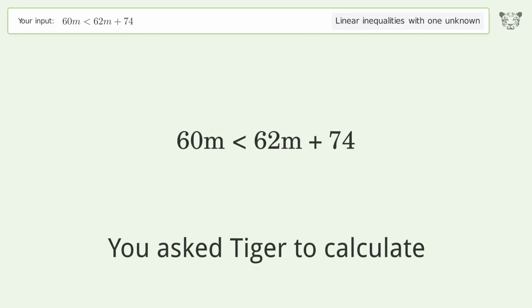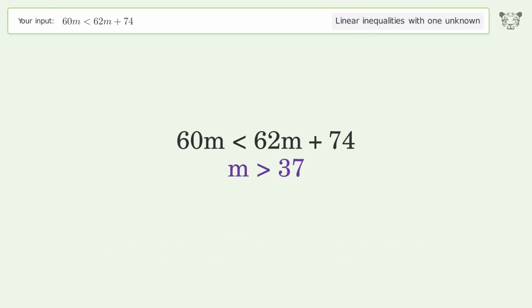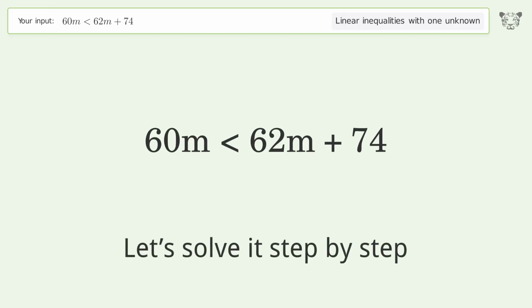You ask Tiger to calculate. This deals with linear inequalities with one unknown. The final result is m greater than -37. Let's solve it step by step.